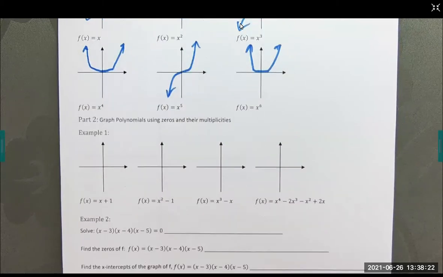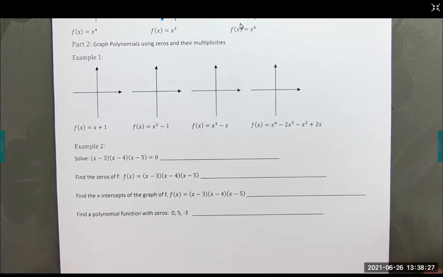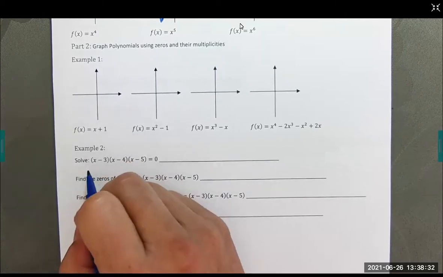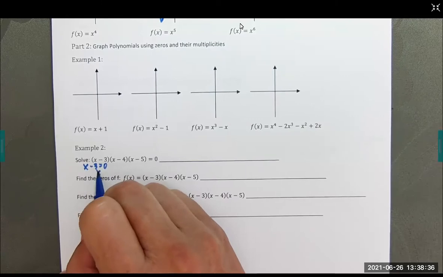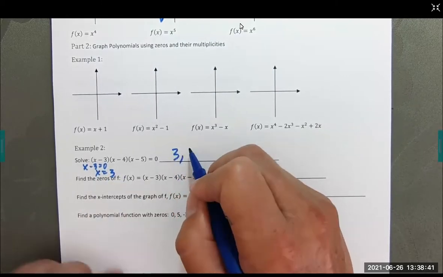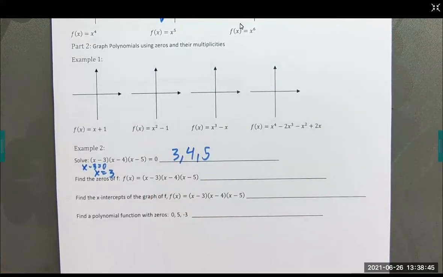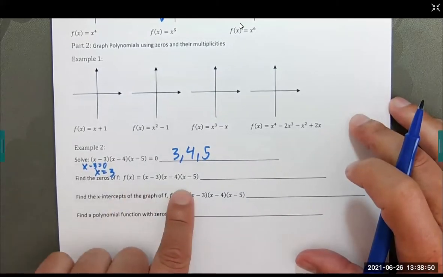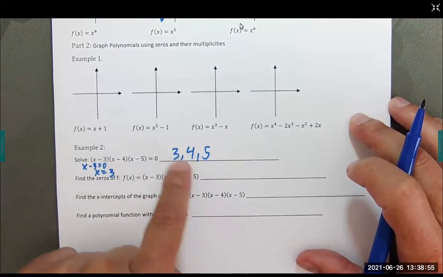So let's talk about graphing polynomials using their zeros. And we'll get to multiplicities here in a second. So we're going to solve this equation, and you can see I'm going to set each of these parts equal to 0. X minus 3 equals 0. Add a 3, I get x equals 3. So the solution to this equation is 3, 4, and 5. Now, if we were to ask for the zeros of this function, it means exactly set this whole thing equal to 0. So these are exactly the same.